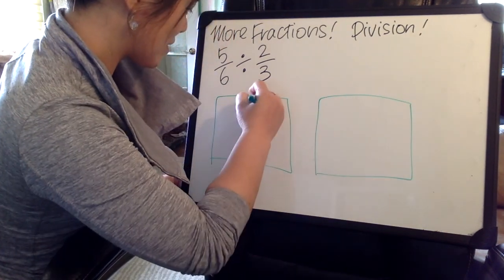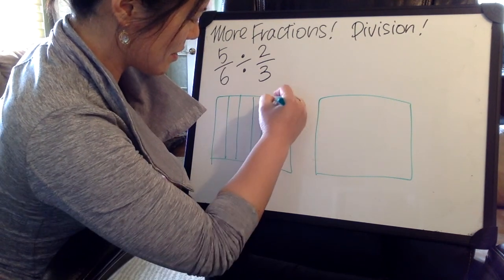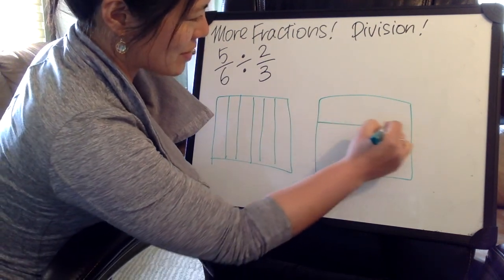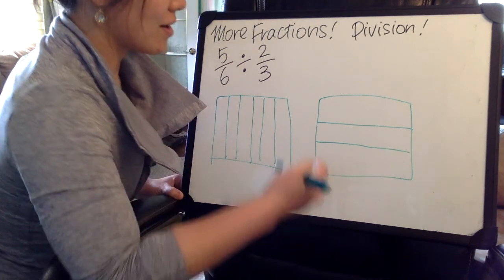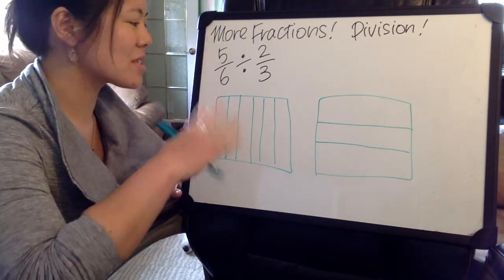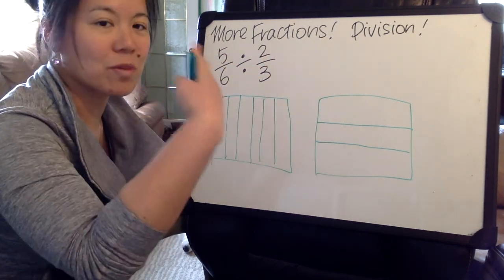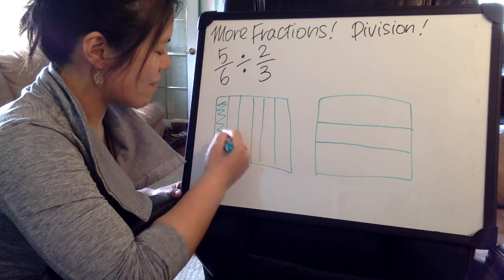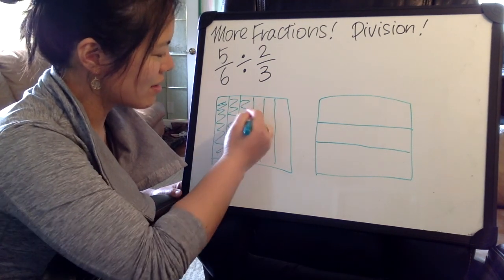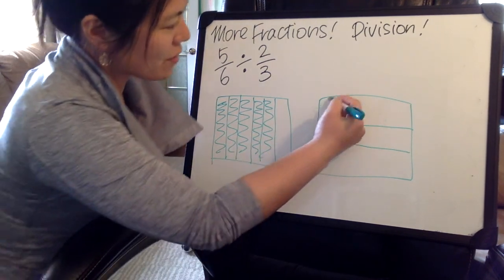Okay, and once again, one of the first area model, I divided it from top to bottom, so I'm dividing the second fraction from side to side, and I have 5/6 on the side and 2/3 on the side.